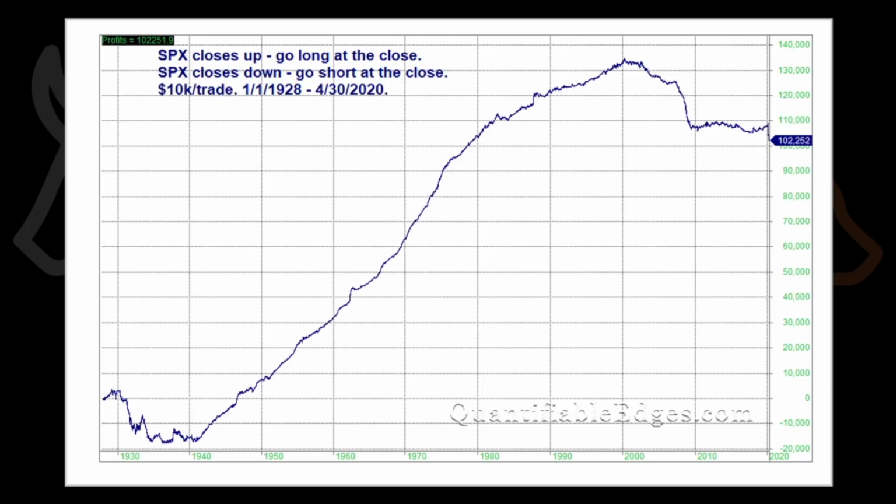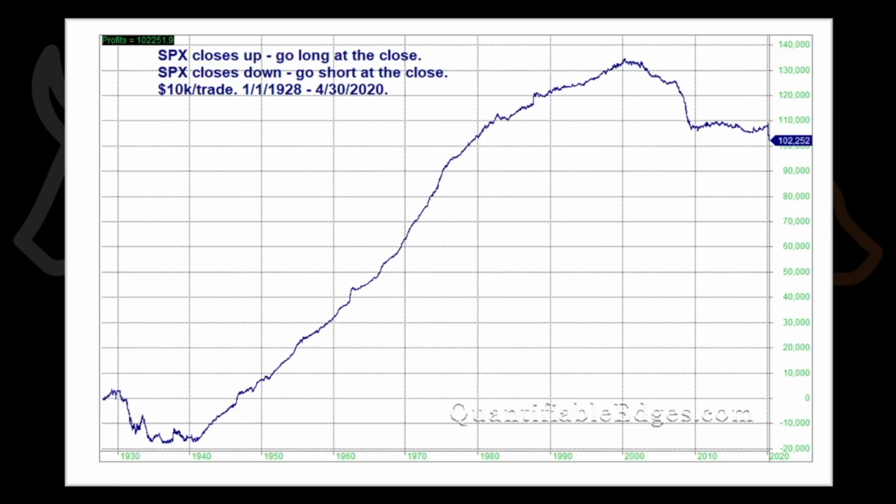This is a system like the Monday system. I don't recommend trading it. Go for it if you want, but don't blame me. This was designed just to learn about the market. Like, buy every Friday, sell every Monday. We're going to go long anytime the S&P closes up, and go short anytime it closes down.